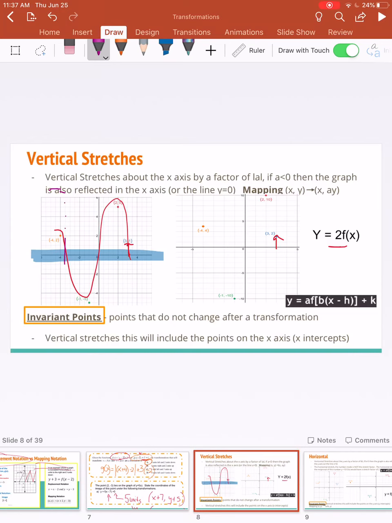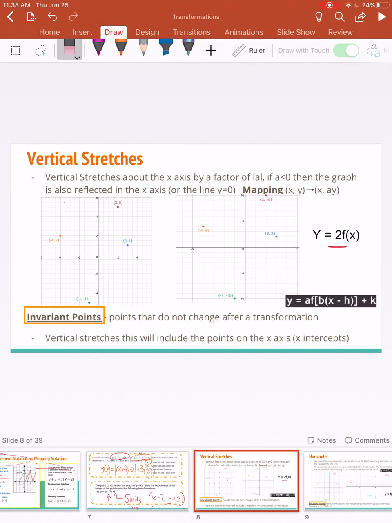So it's like I'm stretching it from that x-axis. Okay, so that brings us to invariant points. Because we're stretching from the x-axis, our invariant points would be any point on the x-axis. So really you're thinking of timesing all of your y variables by that vertical stretch.